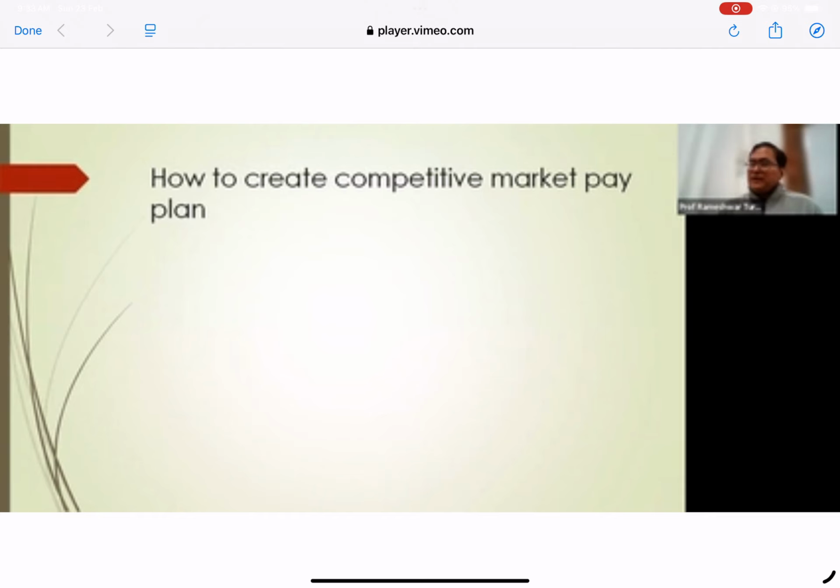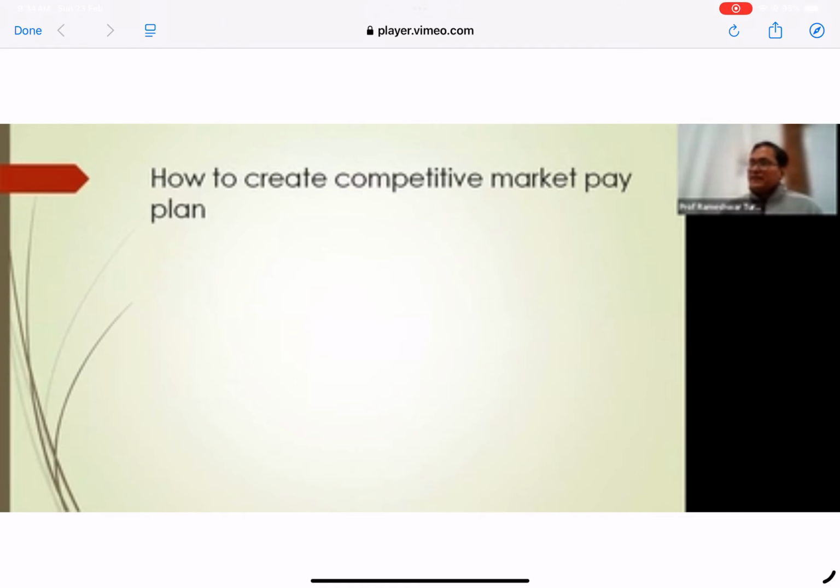How to create a competitive market pay plan? When a company decides the relative worth of a job in an organization, it will only tell which job should be given the highest pay, which job the second highest, which the third highest, and so on, which job should be given the least pay. But how much to pay is again an important decision. We cannot ignore the market completely, what others are paying, because otherwise it's difficult. So when companies decide a pay plan, they consider both things.